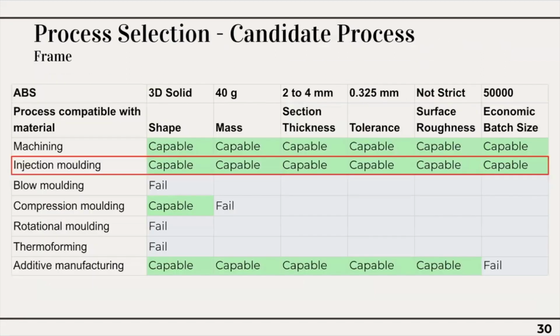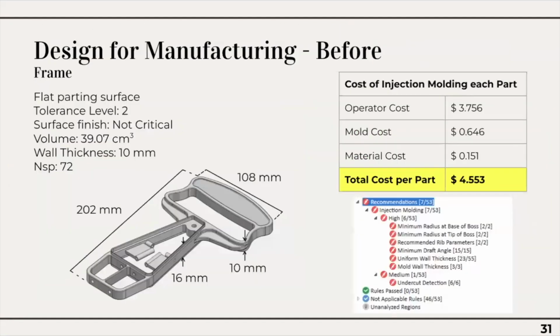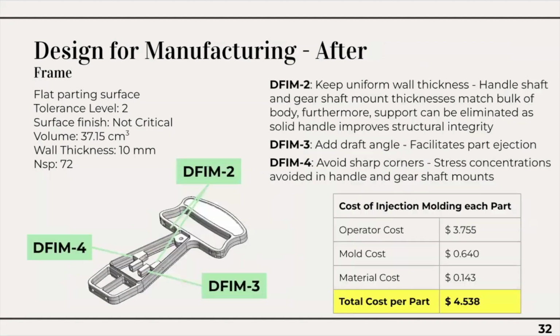When selecting a process, the two ideal candidates turned out to be machining and injection molding. However, when considering cost effectiveness from a shipping standpoint, injection molding was ultimately chosen to be superior. Here's the overview of our base before performing DFM with a total cost of $4.55 per unit. The DFM Pro suggestions can be seen in the bottom right corner. And here is the frame with the redesign.